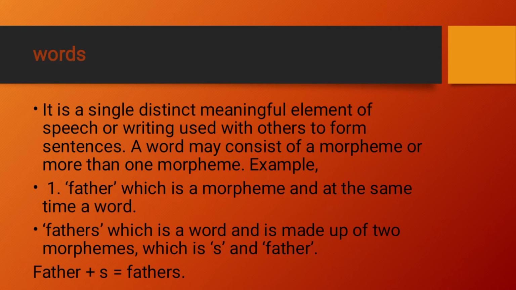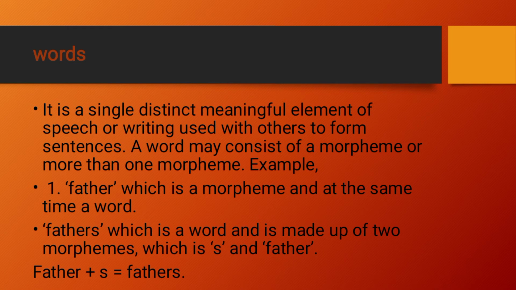Now, words. A word is a single distinct meaningful element of speech or writing used with others to form sentences. A word may consist of a morpheme or more than one morpheme. Example: father, which is a morpheme and at the same time a word.